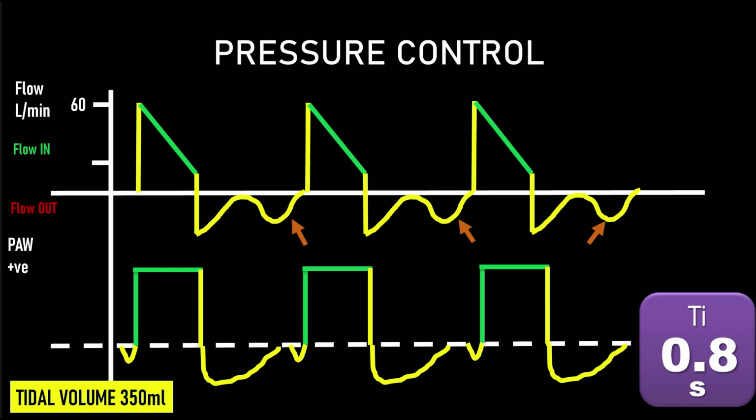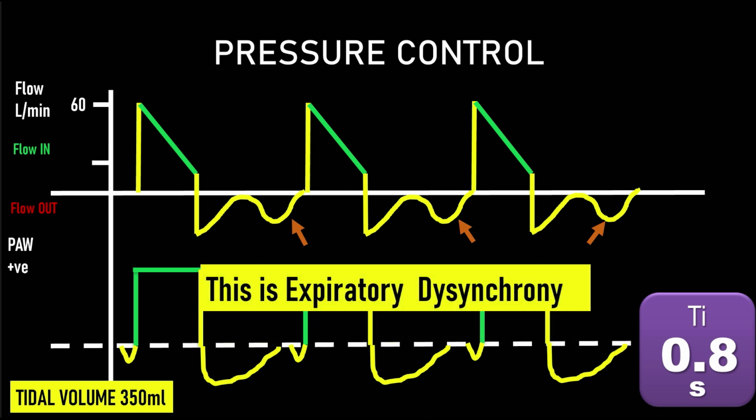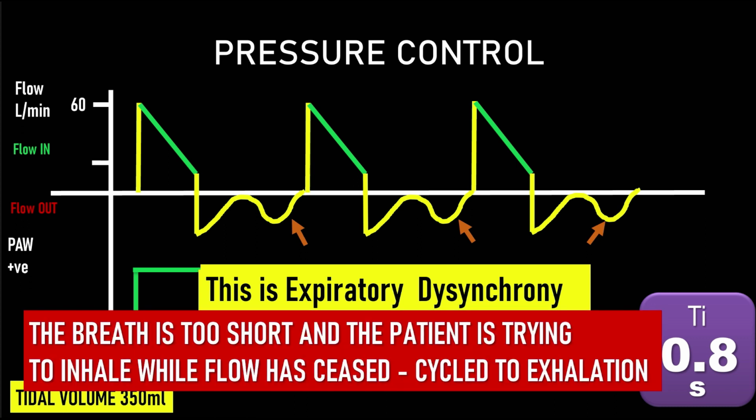The inspiratory flow does not get to baseline, which means that the breath hasn't finished, and it looks like there's something going on in expiration. And this is expiratory dysynchrony. What it means is the breath is too short and the patient is trying to inhale while flow has ceased and cycled to expiration. And you see that in two ways, the shaved flow waveform on inspiration and the W-shaped wibbly wobbly waveform in expiration.